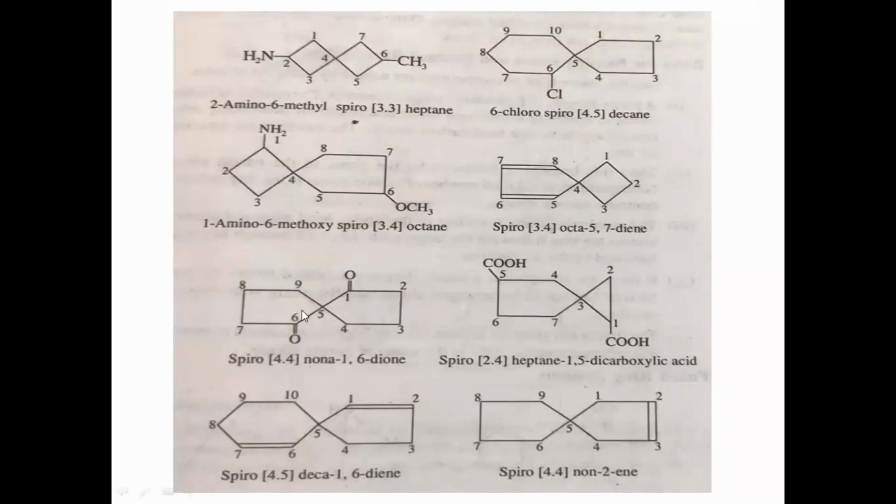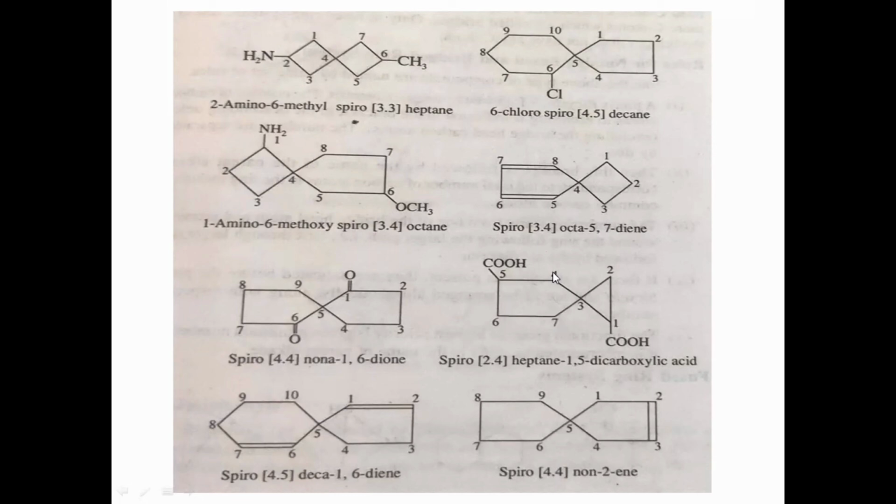So see this example. In this Spiro, it contains 4 carbon atoms, 4 carbon atoms, so 4.4. And if we count the number of carbon atoms in the alkane, so 1, 2, 3, 4, 5, 6, 7, 8, 9. So nonane is there. So at the first and sixth positions there are carbonyl groups. So we name it as nonane-1,6-dione.